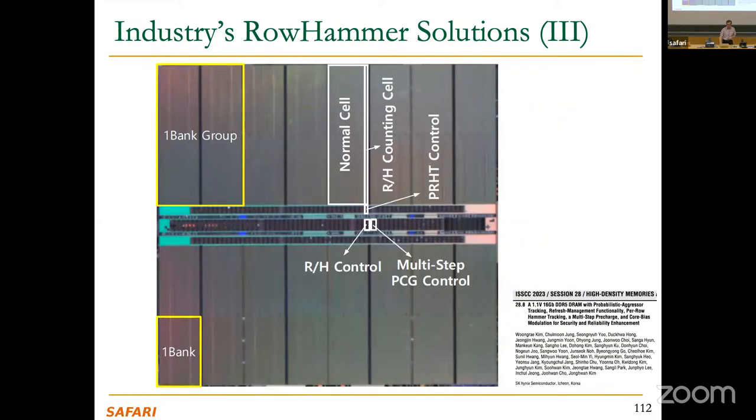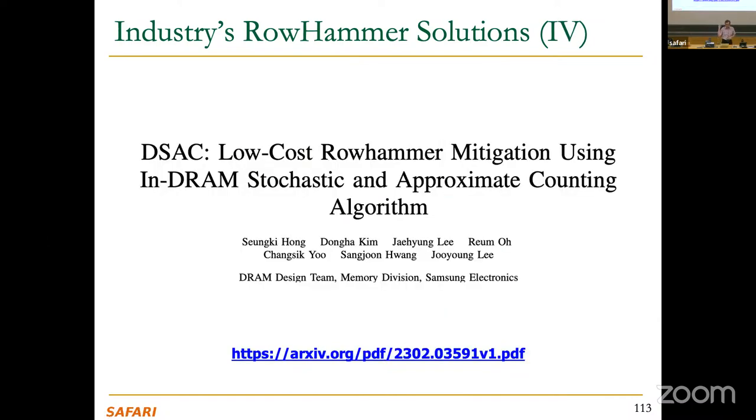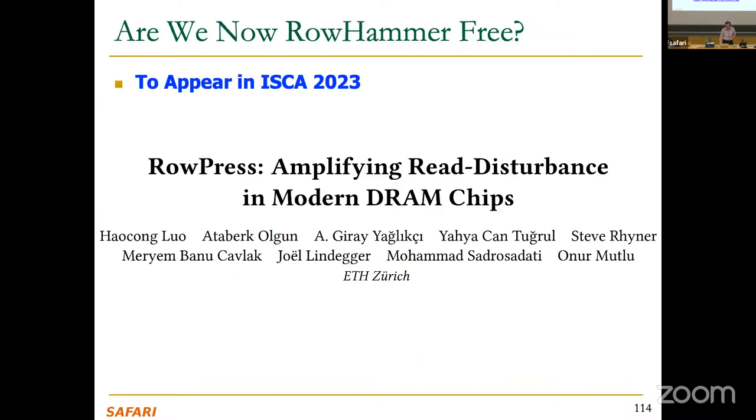And similarly, Samsung has written papers also, and they modify the DRAM basically. They modify the DRAM to be more intelligent to try to detect these attacks. And this is a paper that was written by Samsung doing something similar, much harder to read paper, let me put it that way, but essentially solutions similar to what we have been discussing.